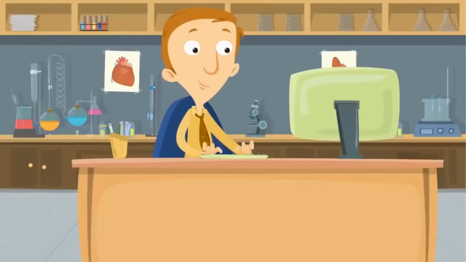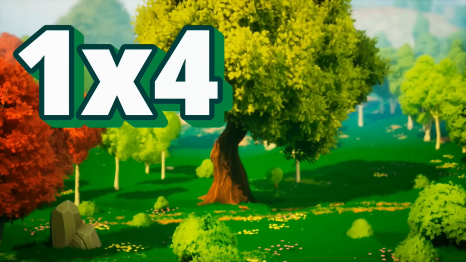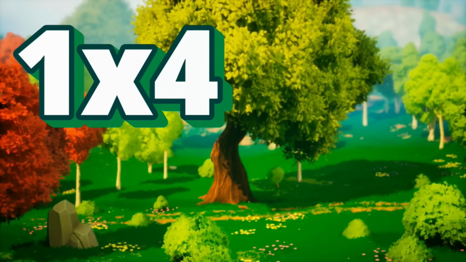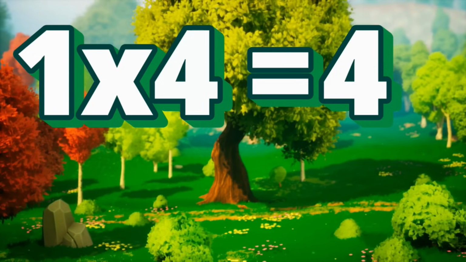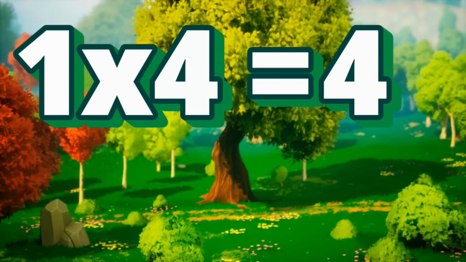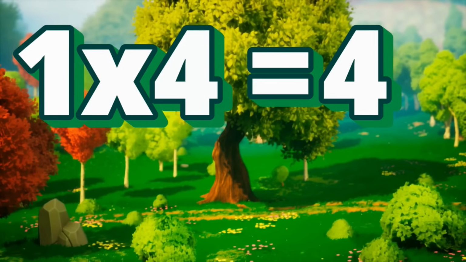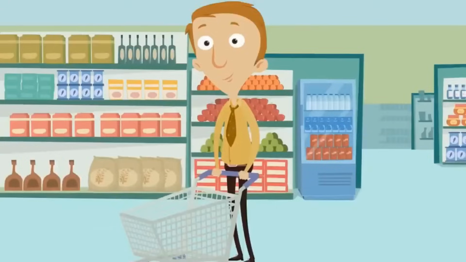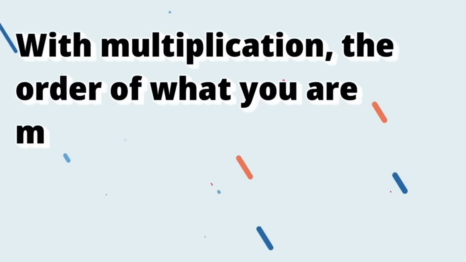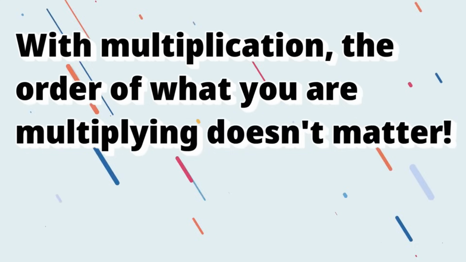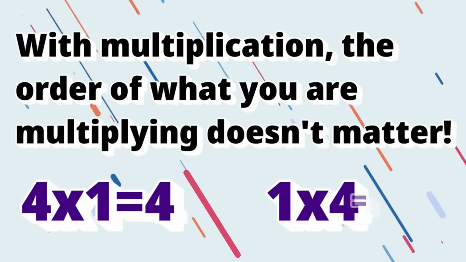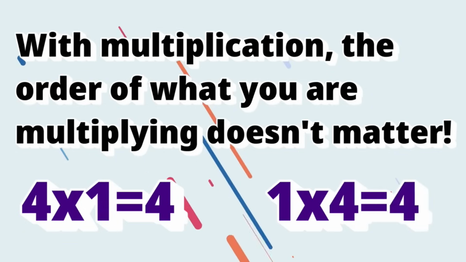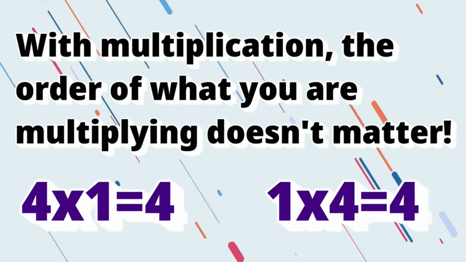Next, let's try 1 times 4. What is 1 times 4? 4. Very cool. 1 times 4 equals 4. If you have the number 1, 4 times, you have 4. You might have picked up on this already, but with multiplication, the order of what you are multiplying doesn't matter. The answer is the same. 4 times 1 equals 4. 1 times 4 equals 4. If you flip the 4 and the 1, the answer is the same.